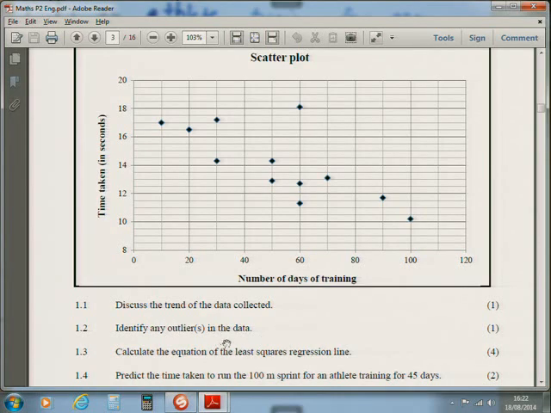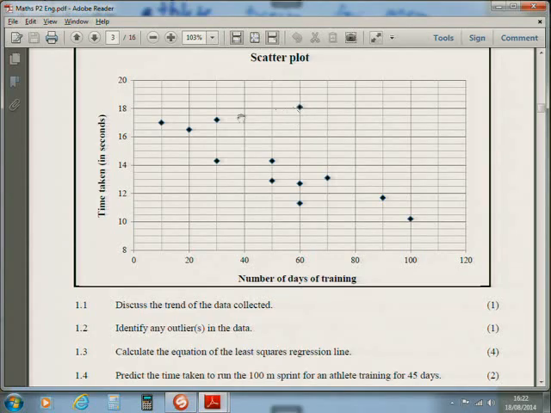Identify any outliers in the data. Now on the scatter plot, it becomes easy for us to identify the outlier. Here is the outlier. Can you see the outlier? So we can write that the outlier there is 60 and 18.1. The outlier 60, do you see 60? And 18.1. It's not really on 18. It looks like it's a little bit above 18. Can you see that?